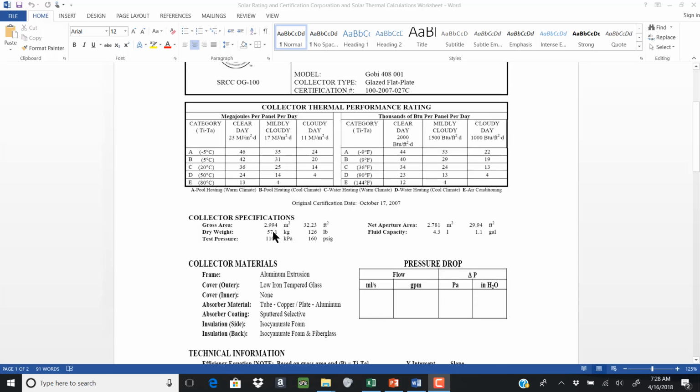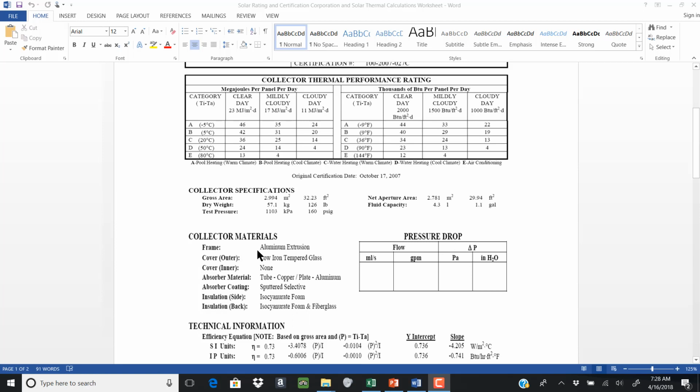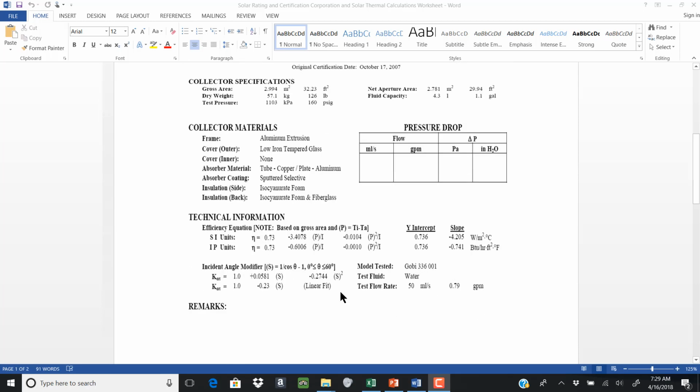Under the collector specifications, we see there's gross area, 32.23 feet squared. That's gross area. It gives the weight, the test pressure, the aperture area, fluid capacity, collector materials: a frame, aluminum, cover, low iron tempered glass, the absorber, flat plate, the absorber coating, sputtered, selective, and so forth. There's better information shown here.